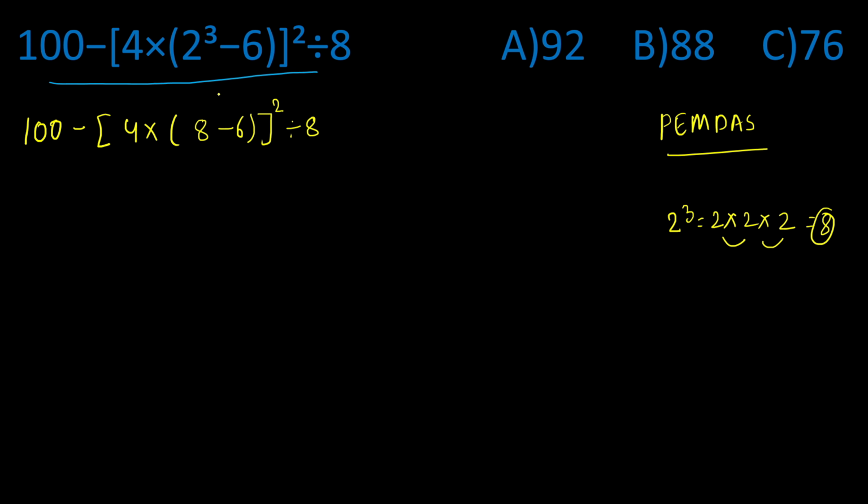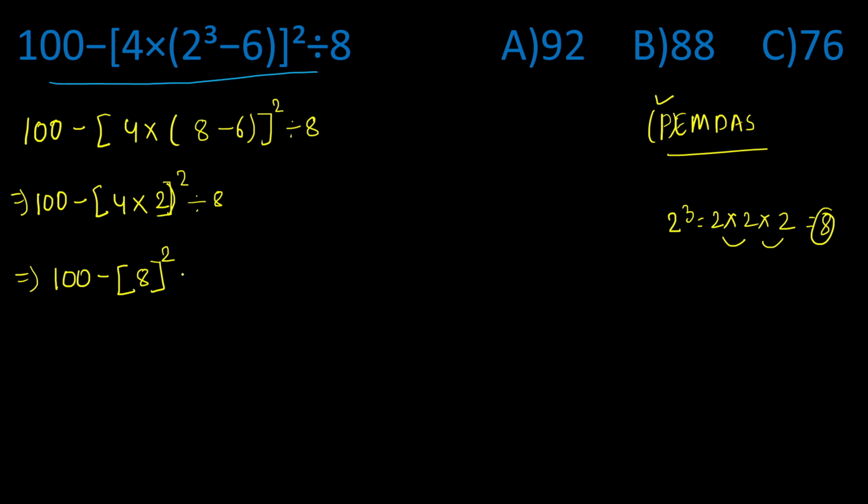Why are we solving the parenthesis part first? Because in PEMDAS the first preference is always parenthesis. So again, we will rewrite 100 minus 4 times 8 minus 6, which equals 2. So we will write 2 here, bracket square divided by 8. Now 100 minus 4 times 2, that is equal to 8 square divided by 8. Now 8 square is nothing but 8 times 8, which equals 64. So we'll simply write 64.